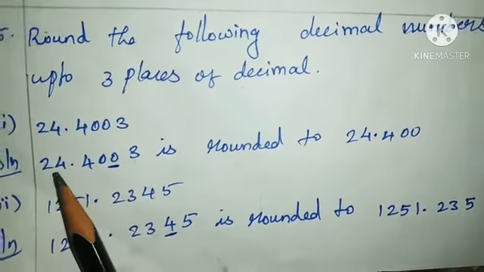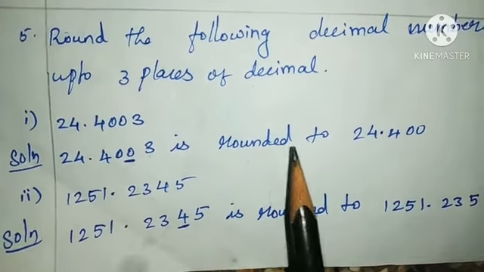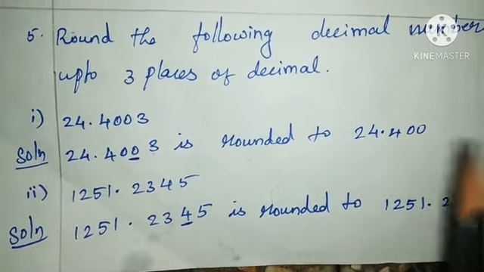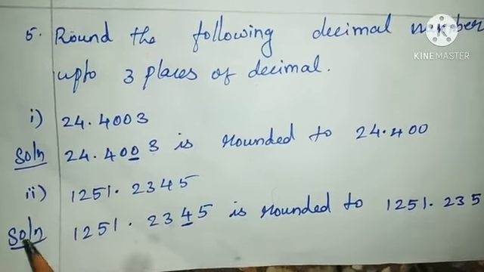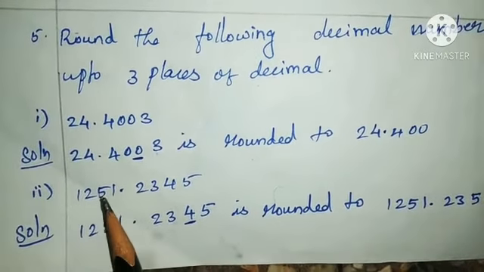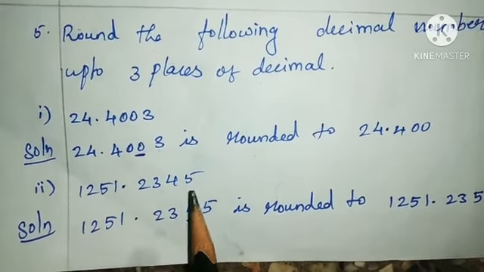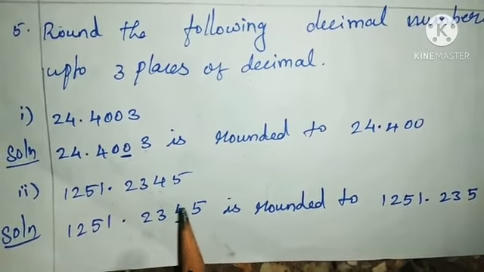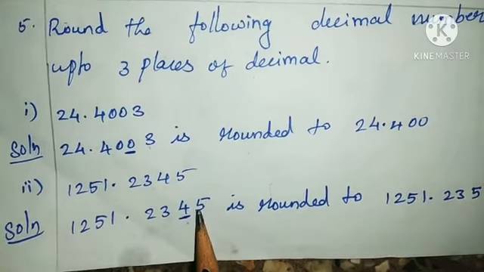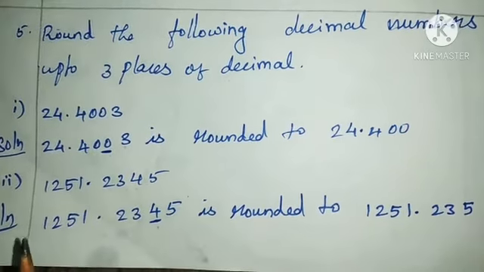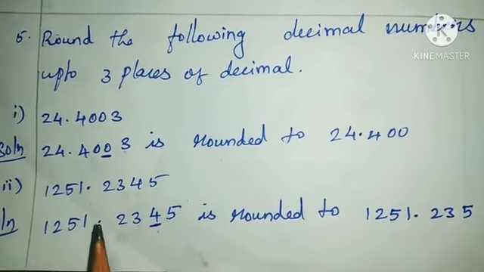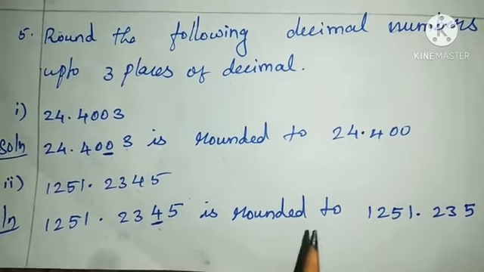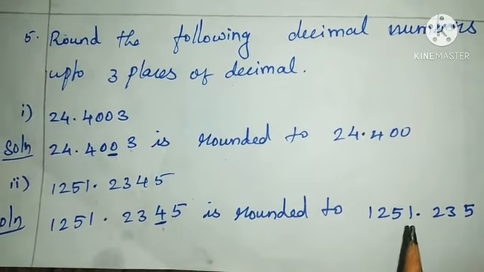So 24.4003 is rounded to 24.400. The second sum, 1251.2345. Here the thousandth place is 4. After this thousandth place we have the digit 5. Therefore 1251.2345 is rounded to 1251.235.